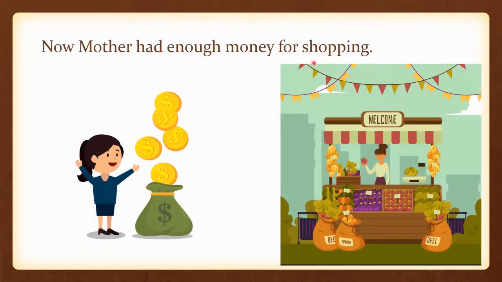Now mother had enough money for shopping. As you can see in the picture, students, first mother did not have enough money for the shopping. That's why she was going back home. But now she got money from the farmer, from Mohan. So now she is going to do all the shopping. Now mother has enough money to buy all the things.